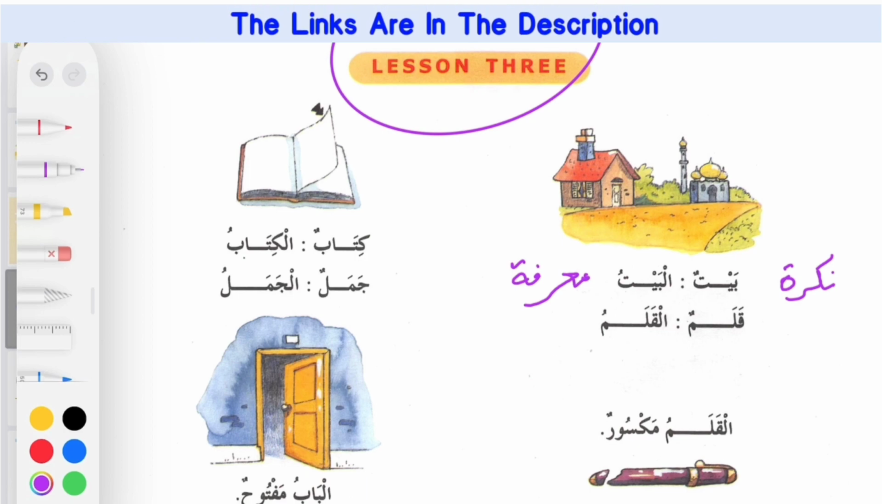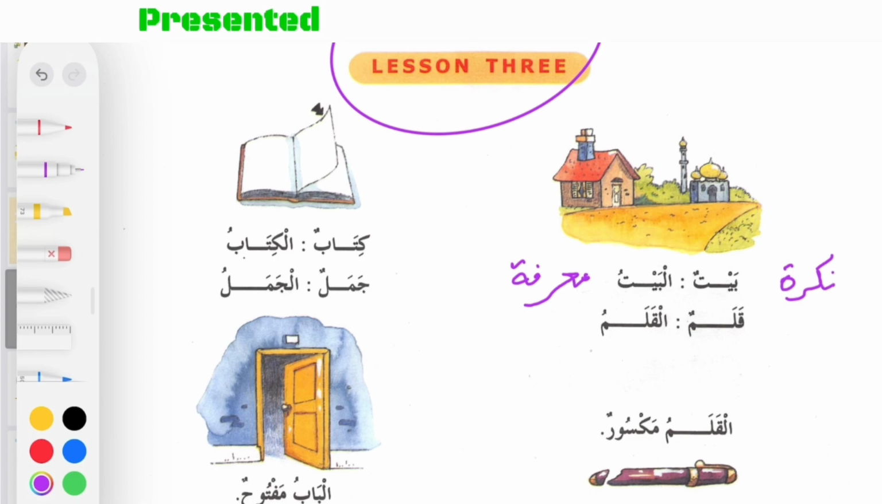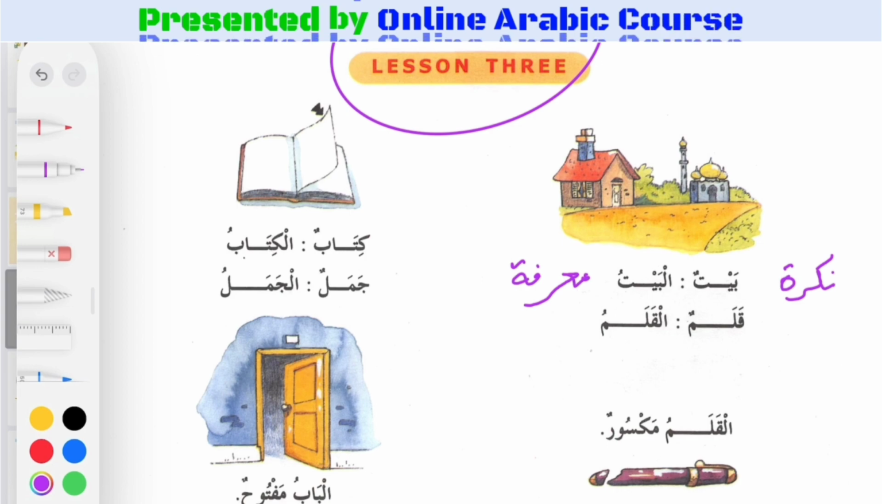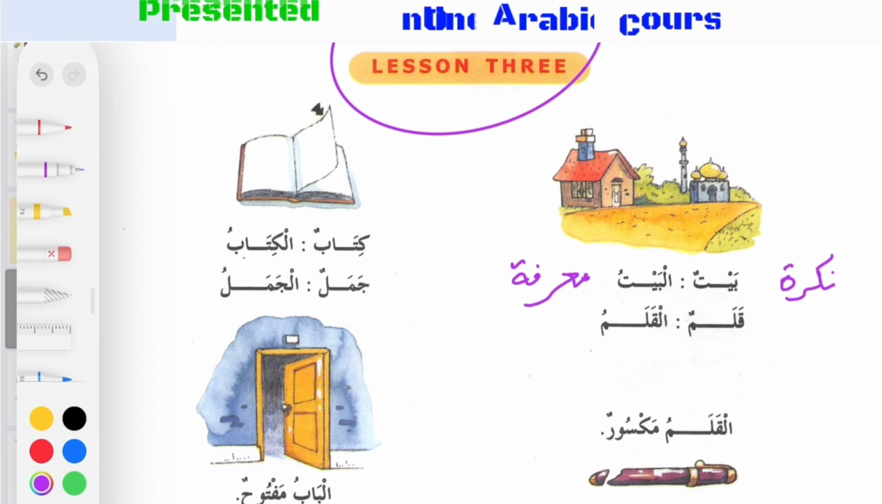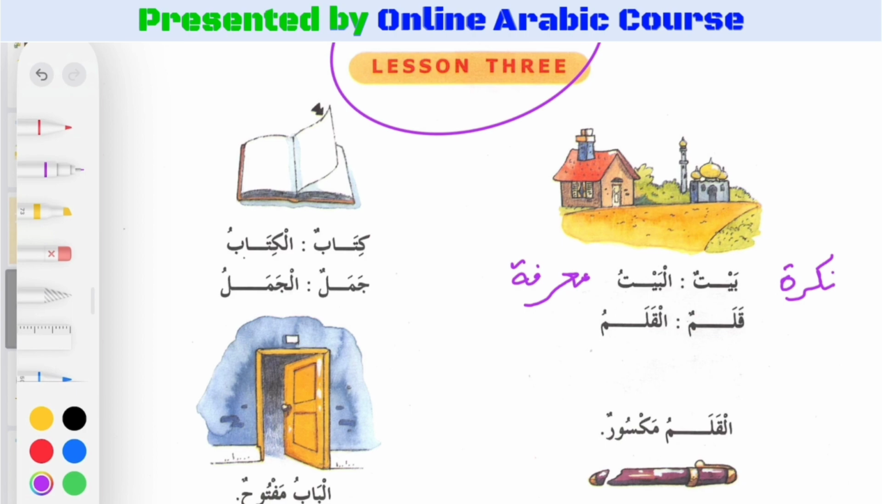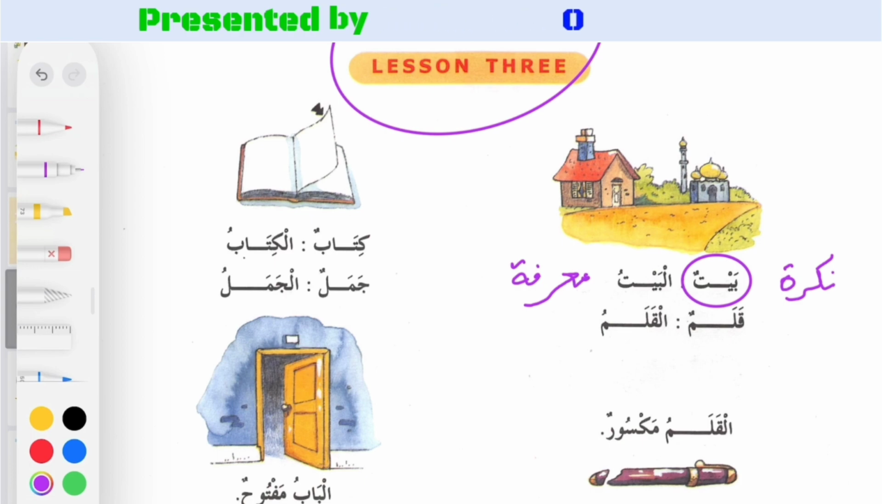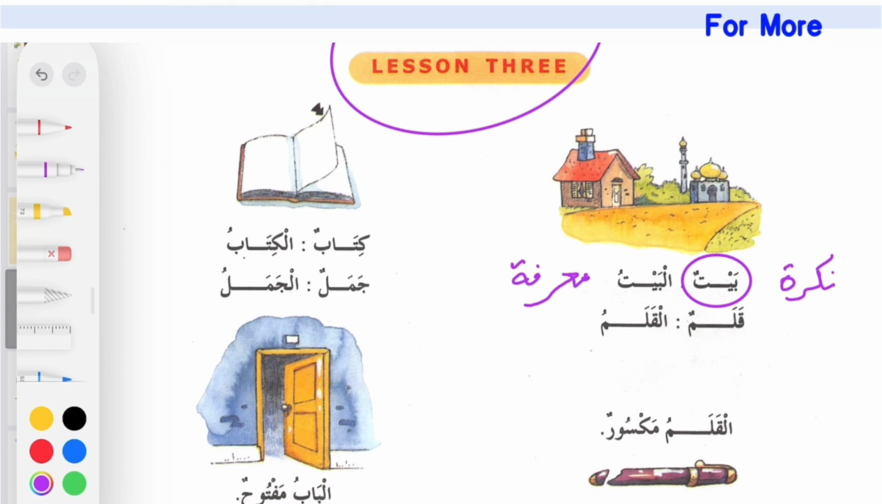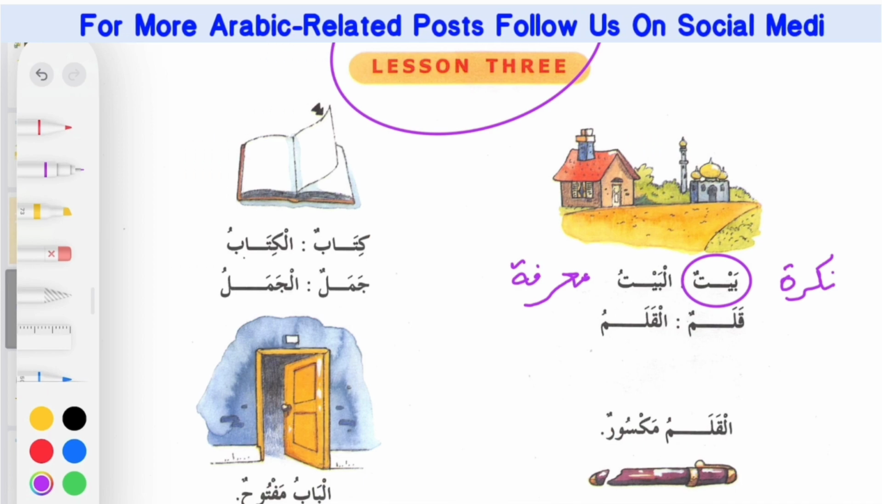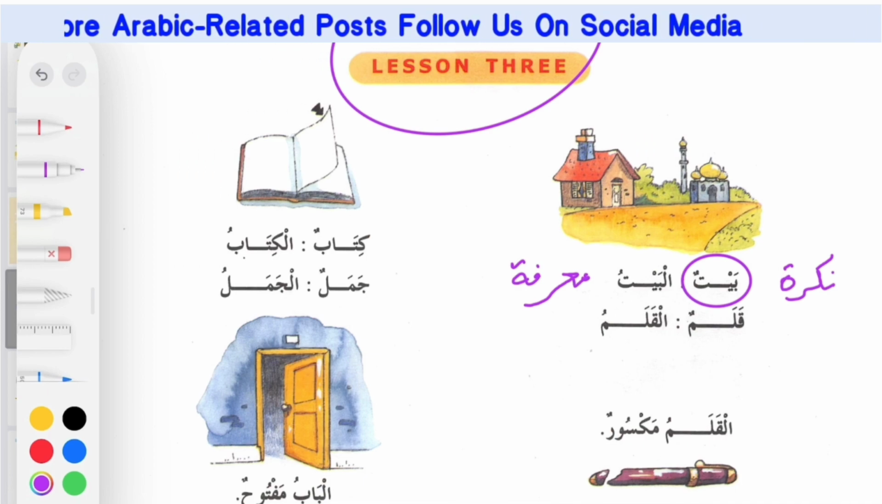And now, how to translate them in English? So translating them in English is very easy because nakira means indefinite, and in English we have the indefinite article a or an. So obviously we will use a or an translating nakira in English. That's why we will say baytun, a house, because baytun is nakira, in English indefinite, and we have the indefinite article a or an, so we'll use a or an translating nakira.